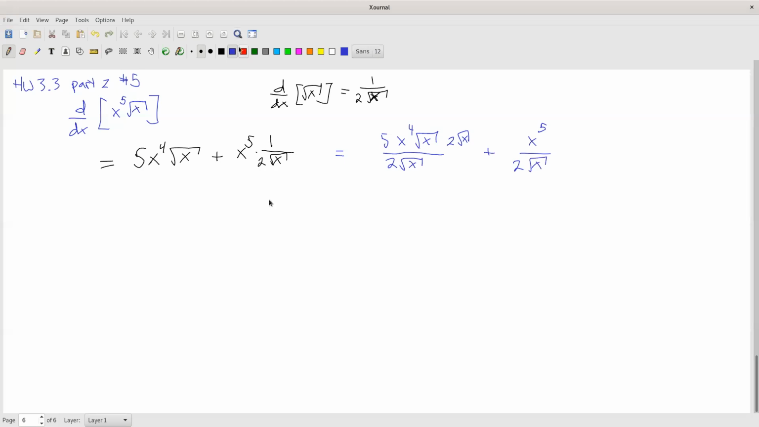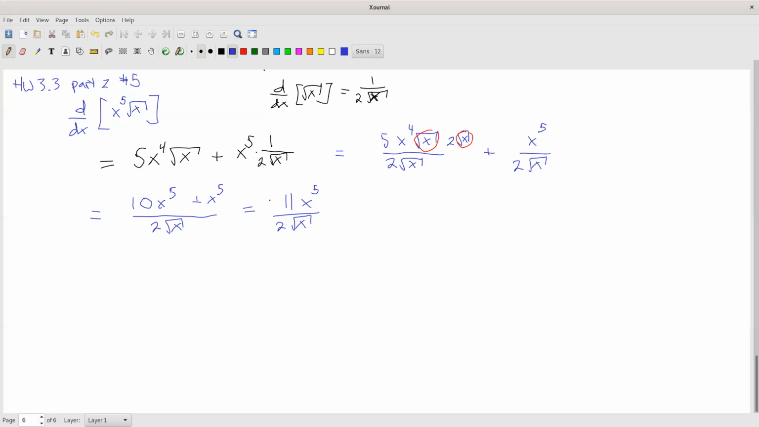Now that there's a common denominator, I can pull together the numerators. Now, cool thing about this new numerator is that the square root of x times the square root of x is x. So when I pull that together, I'm going to get a 5 times 2, is 10. And then x to the 4th times x is x to the 5th, plus that x to the 5th over there. Oh, this cleans up nice. All divided by twice the square root of x, which gives me 11 x to the 5th over twice the square root of x. That was totally worth it. Holy moly, look at that.